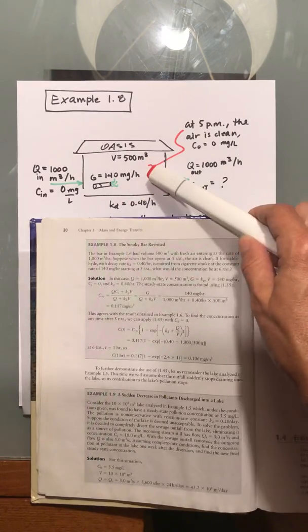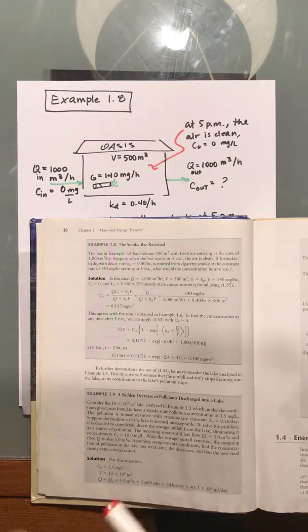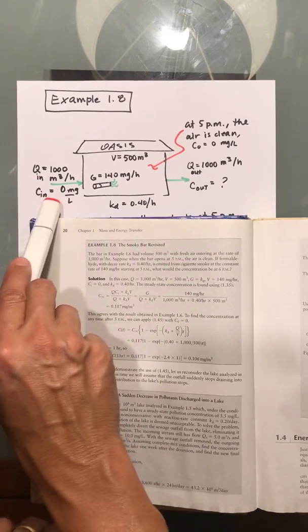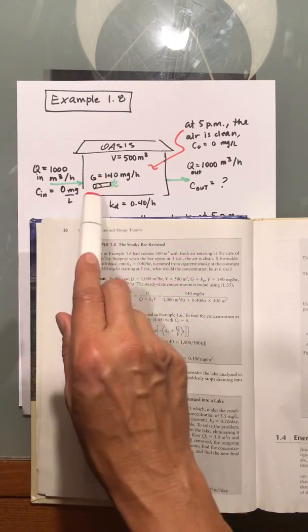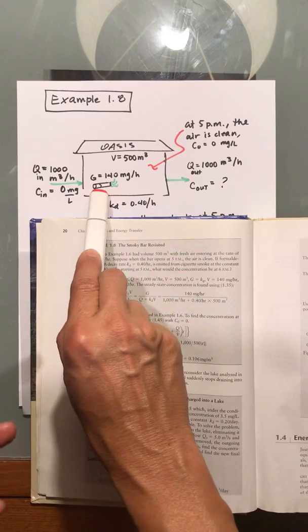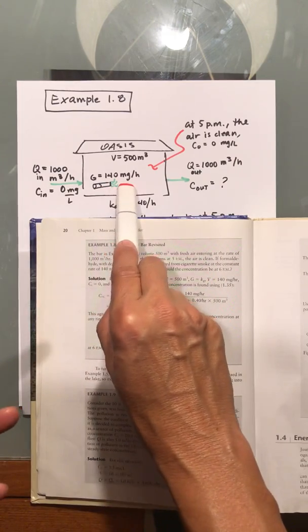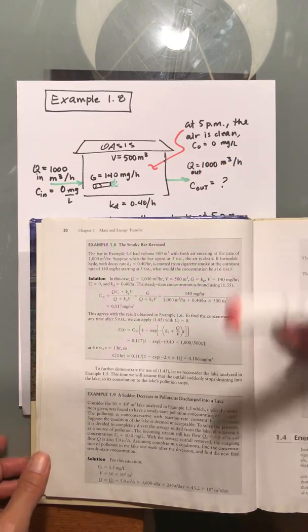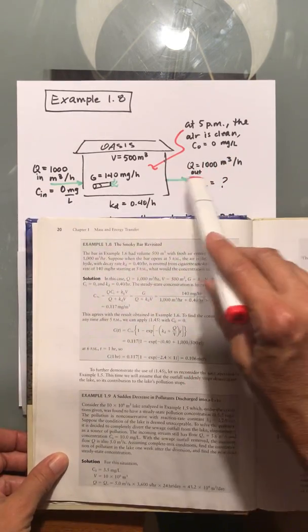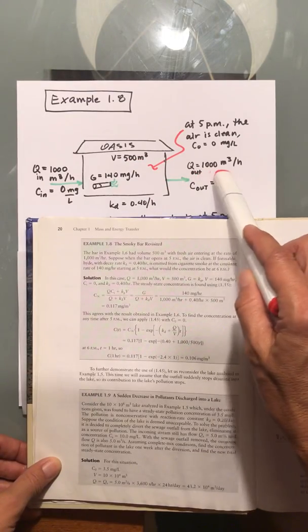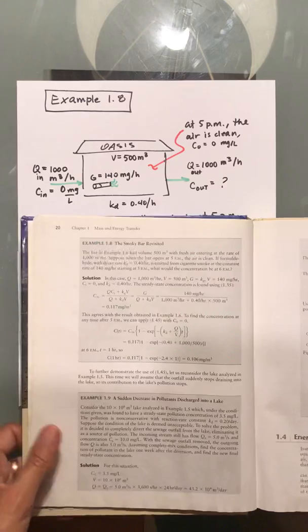we have a volume of the bar of 500 cubic meters. We know the inflow flow rate, and then we know the concentration of fresh air that's entering. And now at 5 o'clock, a cigarette's starting to burn. 140 milligrams per hour of formaldehyde is being released. We want to know what's the concentration 1 hour later. Also, there's no other source of airflow, so the flow out is also 1,000 cubic meters per hour.